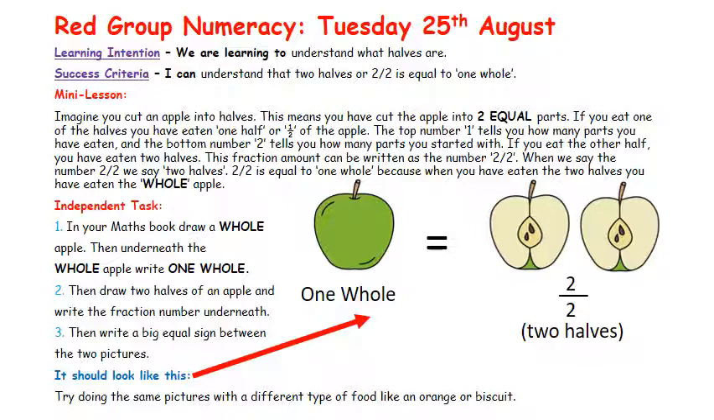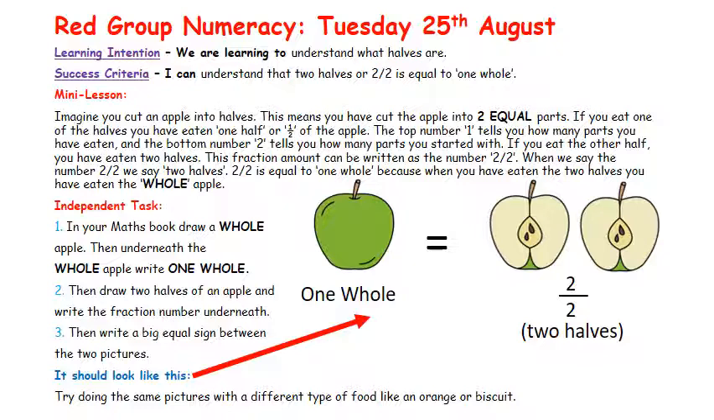The learning intention is we are learning to understand what halves are. The success criteria: I can understand that 2 halves is equal to 1 whole.